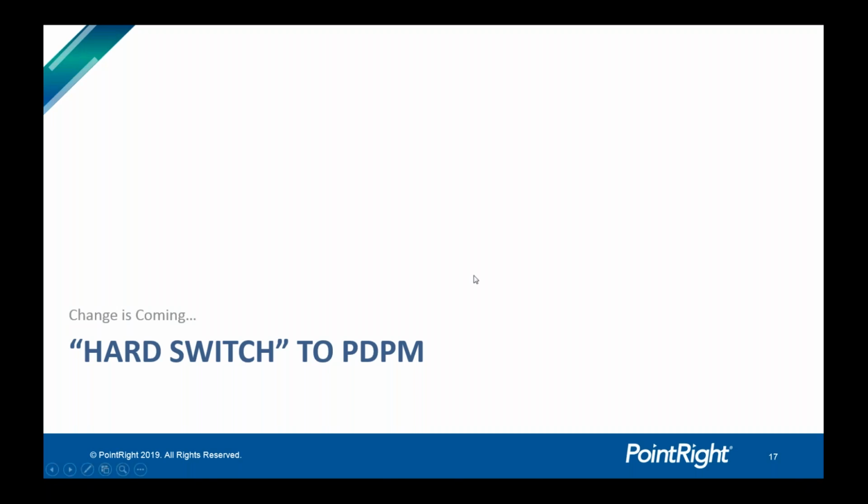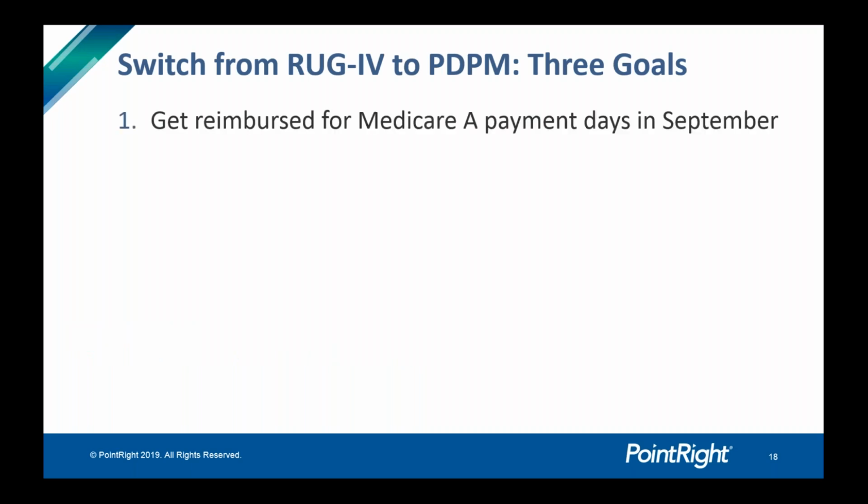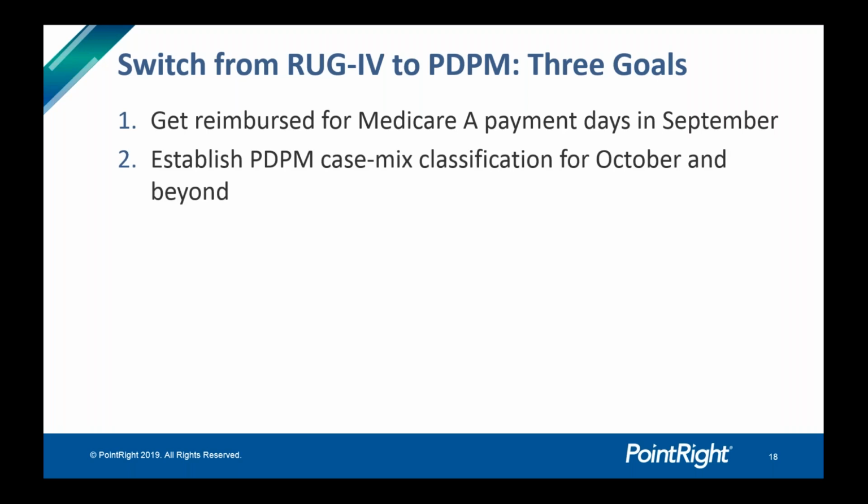But we're going to talk about the hard switch, which we have to get through before we get to that point where you're going to talk about combining assessments. So what are we trying to achieve between the end of September and mid-October? As I see it, you've got 3 main goals here. First of all, you want to make sure that you get reimbursed like you're supposed to for all of the Medicare A payment days that you have through September 30th. Don't forget that. You don't want to have any no-pay days for September.